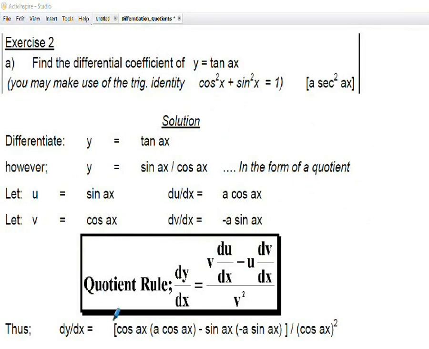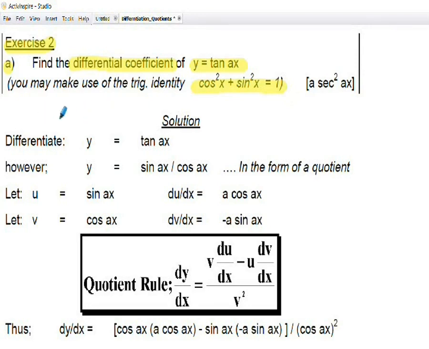Okay, just going to return to exercise 2 part A, what I skipped before. Basically, in exercise 2 part A, we're looking to find the differential coefficient of y equals tan ax. This is basically a proof here, so I'm not going to go through this in great detail. The full worked solution is here though. With this question, you have to take into account the trig identity cos squared x plus sine squared x equals 1 as the solution unfolds.